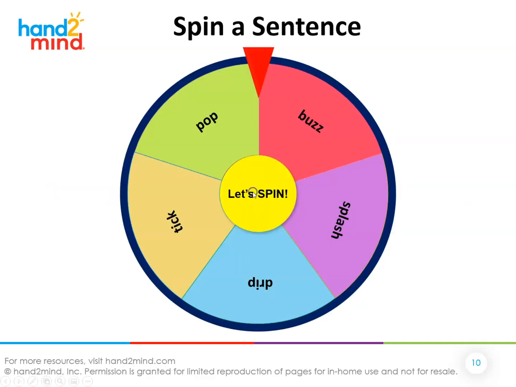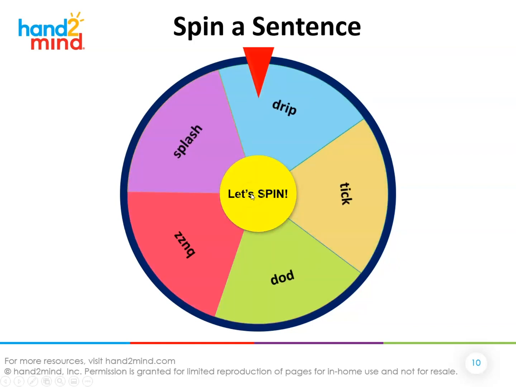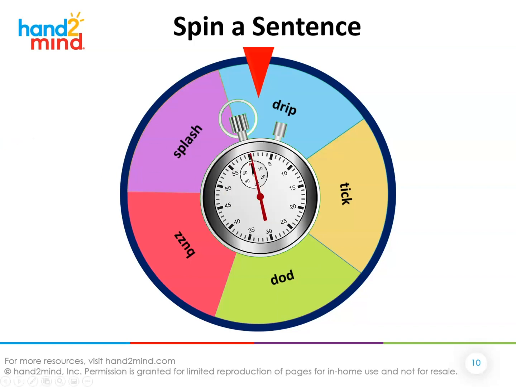Let's spin our wheel. And stop. We got the word drip. Now, I'm going to give you 15 seconds on a countdown timer, and I want you to write or think of a sentence that uses drip as an onomatopoeia. Ready, set, go!